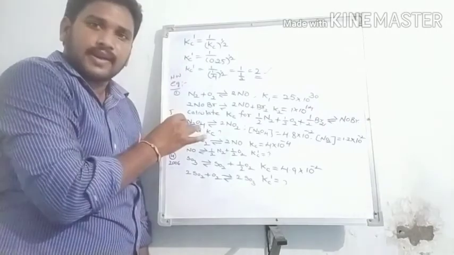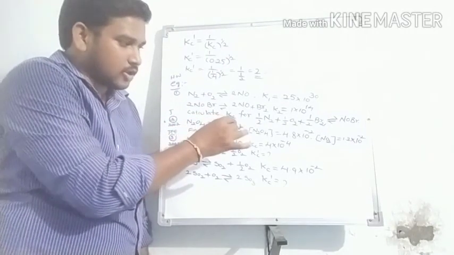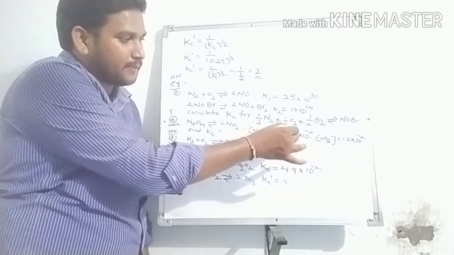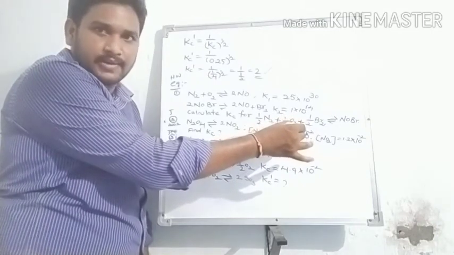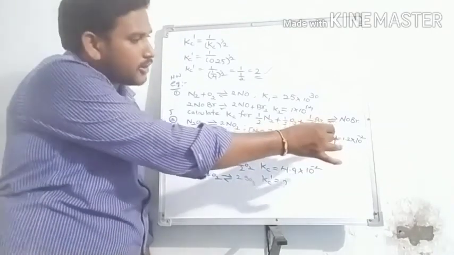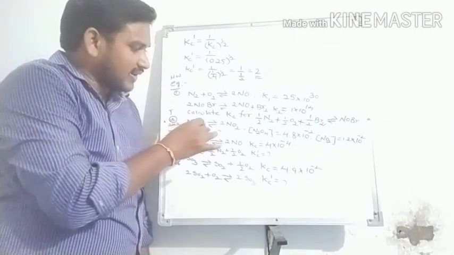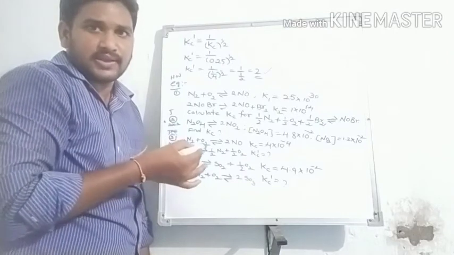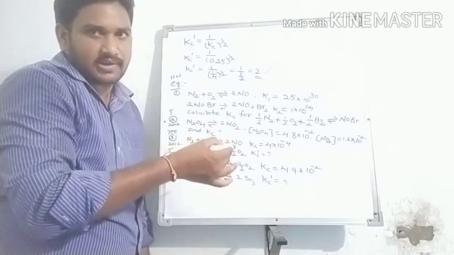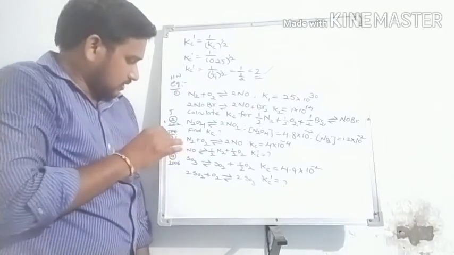The second question is a previous question, JEE Mains 2002. The question is N2O4 goes to 2NO2. The concentration of N2O4 is 4.8 into 10 power minus 2 mole per liter, and the concentration of NO2 is 1.2 into 10 power minus 2 mole per liter. Find the Kc. You know that Kc is concentration of products by concentration of reactants, and in the same manner calculate the Kc for this problem. Clear, sir?